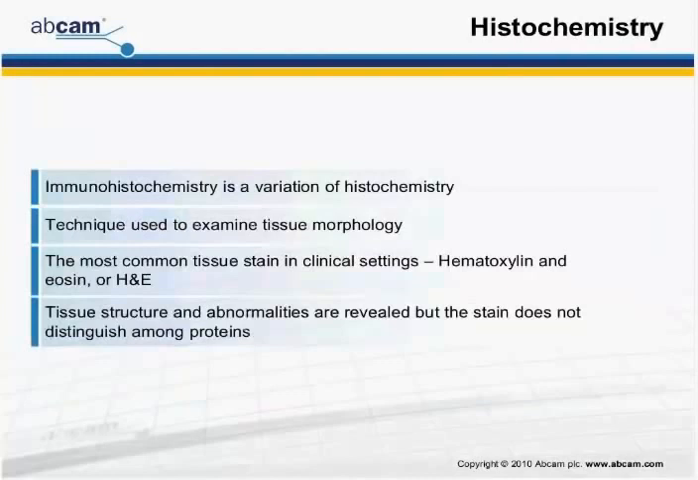So how did immunohistochemistry come about? Well, IHC is a variation of histochemistry. This is a technique used by histologists to examine tissue morphology. With histochemistry, the stains are much more general. Here, the common stain used is hematoxylin and eosin. Hematoxylin will non-specifically stain nuclei a blue color, and the eosin will counterstain the cytoplasmic regions with a pink or reddish stain. While this is a great technique to observe tissue structure and abnormalities, the stain does not distinguish among proteins, so there's no specific information about what's going on in the tissue.